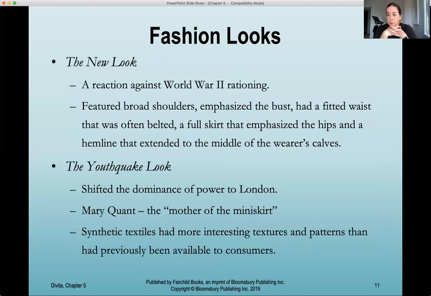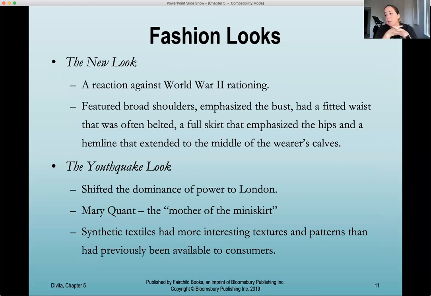The new look, okay, this is a reaction against World War II rationing. This featured broad shoulders, emphasized bust, had a fitted waist that was often belted, a full skirt that emphasized the hips, and a hemline that extended to the middle of the wearer's calves. So this was kind of in rebellion to people being poor, not having enough, and having this over-exaggerated silhouette of the women, and Christian Dior really did this first.